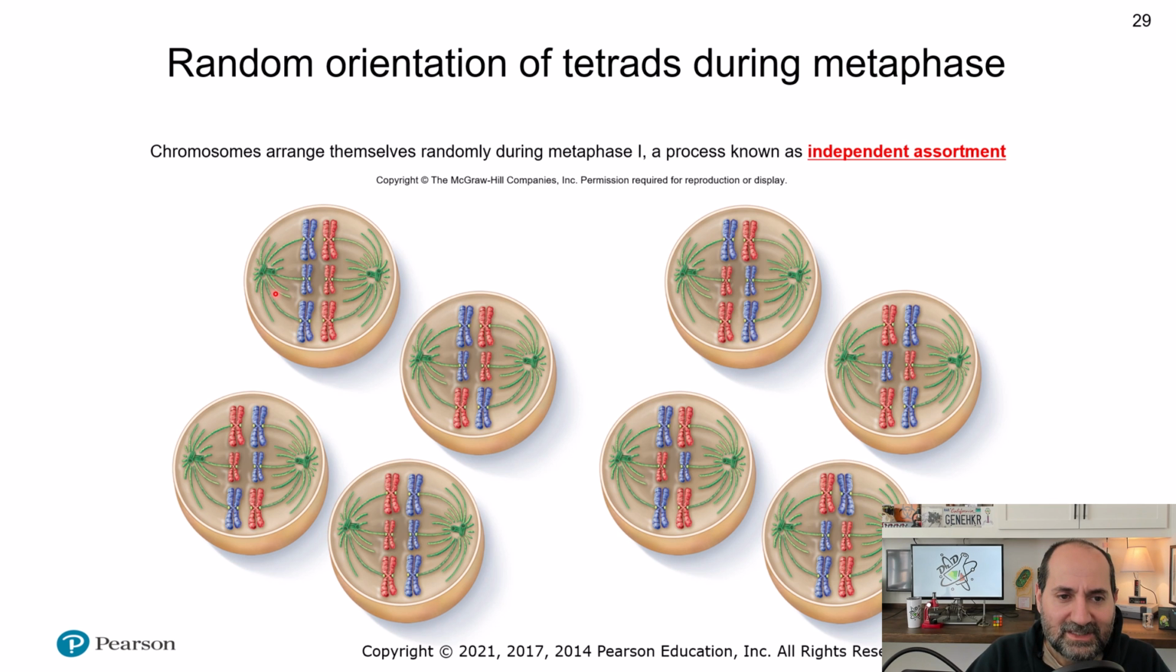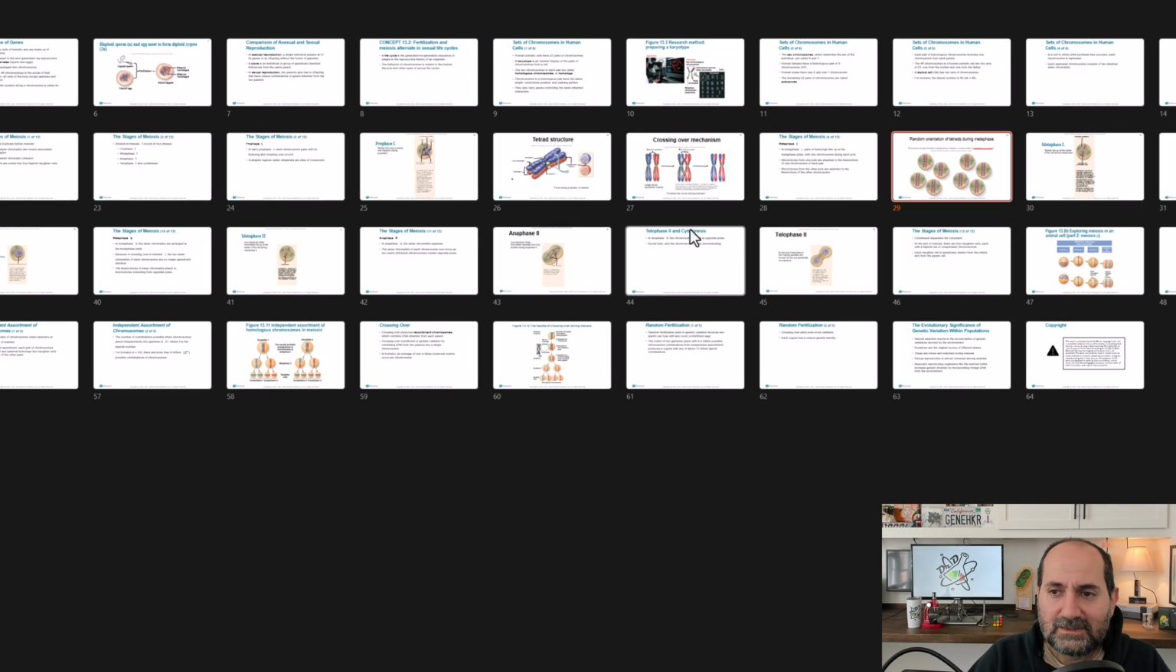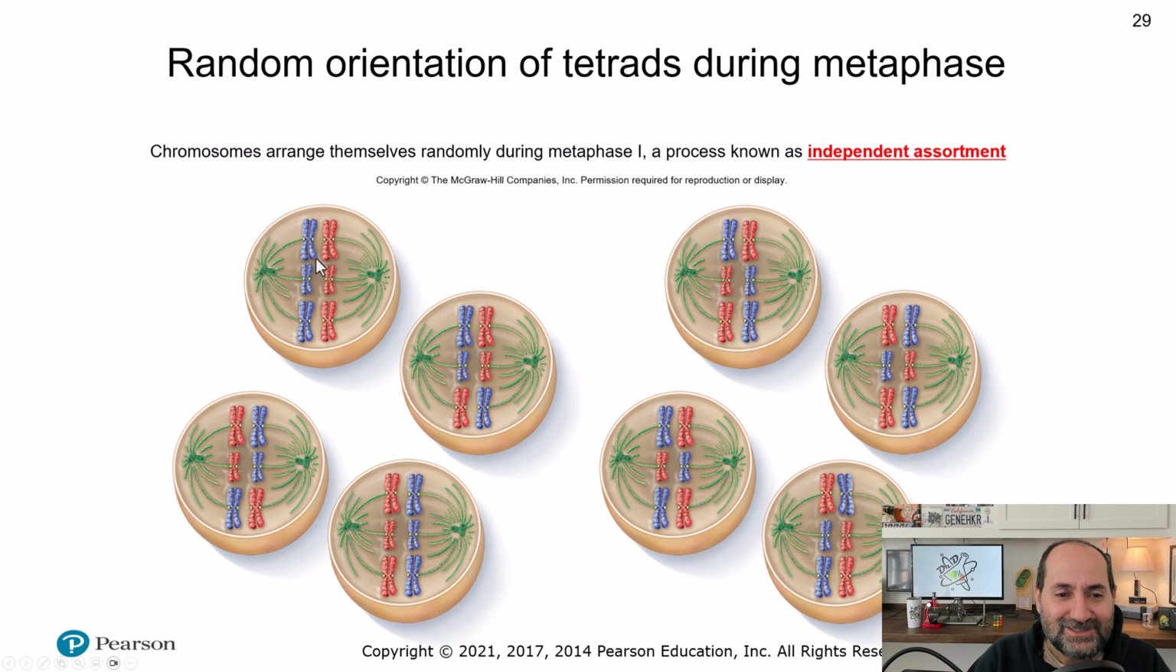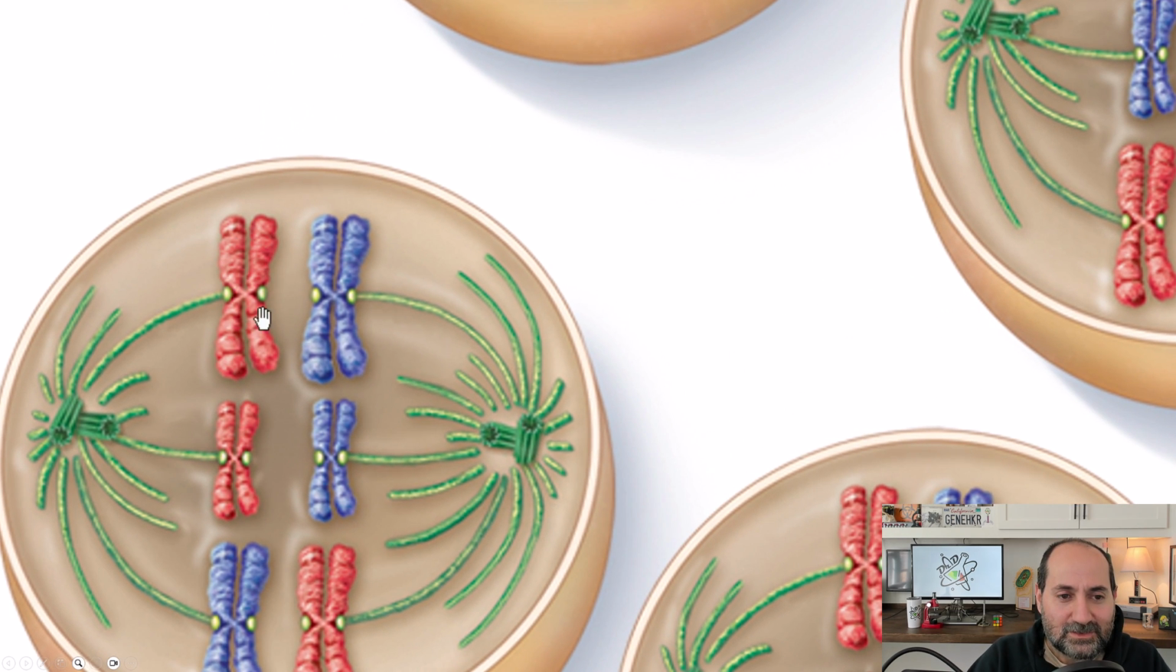So what do I mean by that? Look at this. For example, here, for chromosome 1, the blue ones, the paternal sister chromatid pairs are on the left, and the maternal sister chromatid pairs are on the right. However, did you know that it's equally likely that they would have lined up the other way, with the maternal homologs on the left, with the paternal homologs on the right?